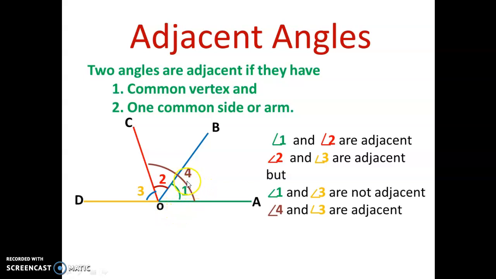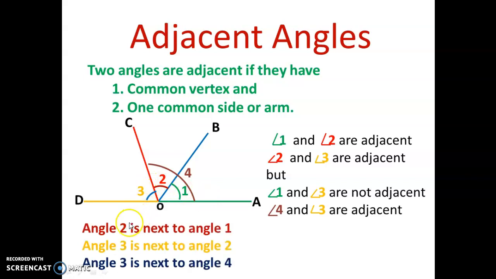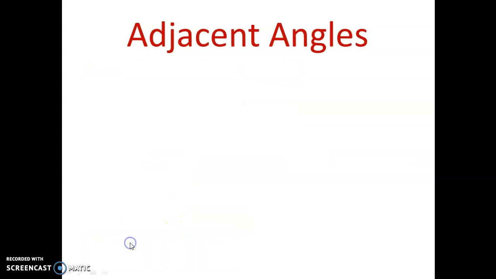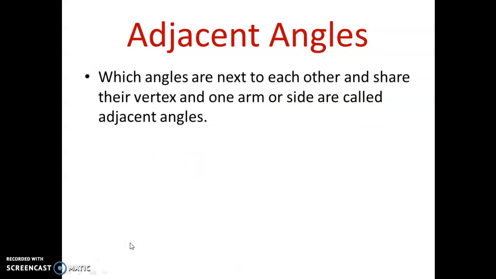Now, angle 4, angle AOC and angle COD have a common side OC and common vertex O. So, angle 4 and angle 3 are adjacent. We can say the angles should be next to each other; only those angles will be called adjacent angles. Angles which are next to each other and share their vertex and one arm or side are called adjacent angles.